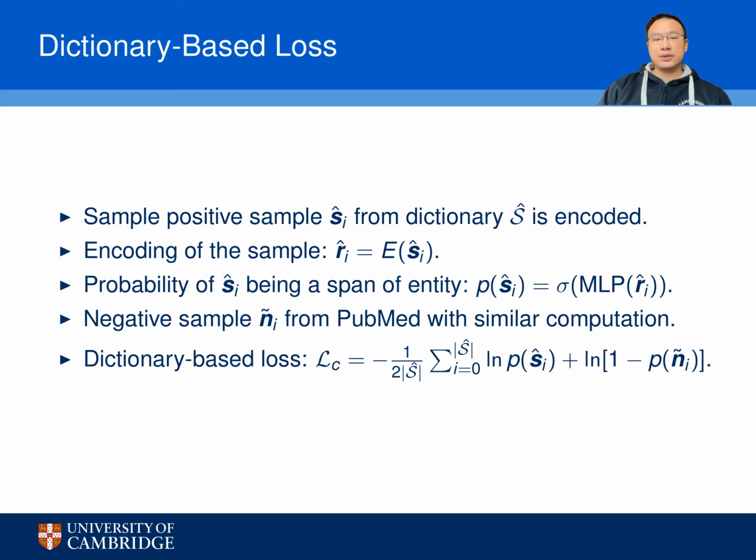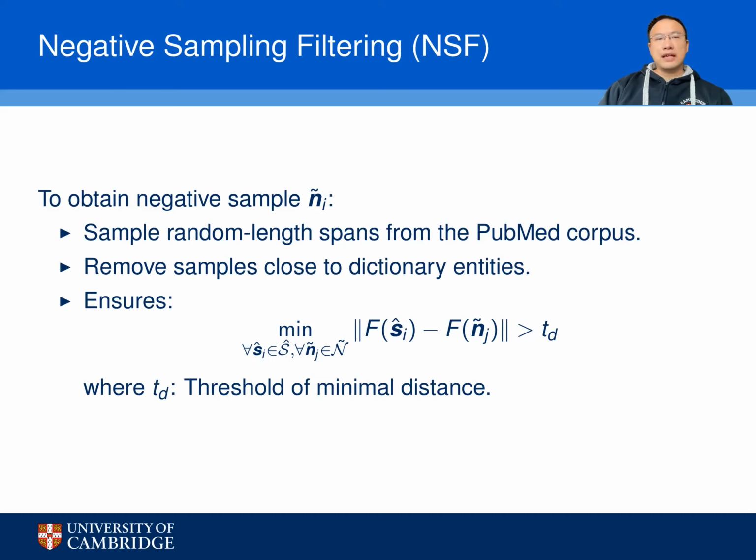To better sample negative samples, we propose the negative sampling filtering strategy. We will first sample random spans from the PubMed corpus, and then we remove samples that are too close to dictionary entities. Specifically, we ensure that the distance between the embedding of S_i hat and N_j tilde is larger than a threshold T_D.